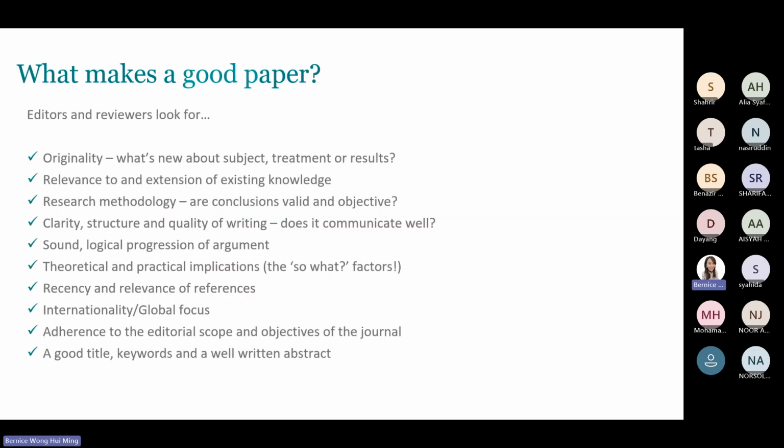Okay, so what makes a good paper? So these are the editors' and the reviewers' expectations. Consider a good paper: originality, relevance to the extension of existing knowledge, research methodology, clarity, structure, and quality of writing. Sound, logical, progressive argument. I think this part is more important, where the author can shine. They will put a lot of effort in this argument instead of the introduction part. Okay, like recency and relevancy of references.